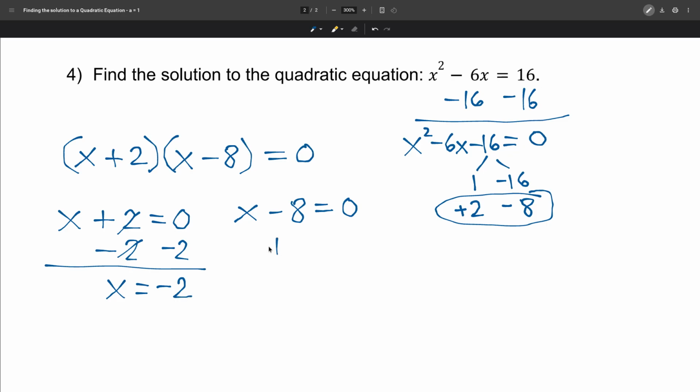I'm going to add 8 here to both sides. 8 minus 8 is 0. So we get x equals 8 as the other solution. So my two solutions are x equals negative 2 and x equals 8.